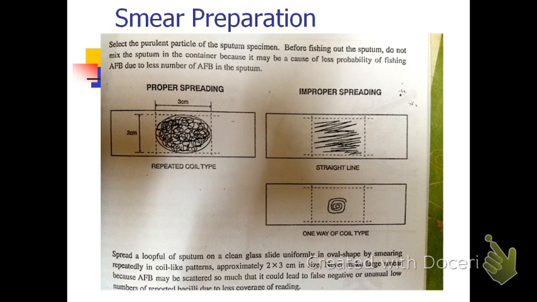Okay, now DOH has actually presented the proper way of doing the smear preparation. The direct sputum smear method of the DOH says that you have to have a slide. For example, this is the slide, and then you should select about a 3 by 2 centimeter area.